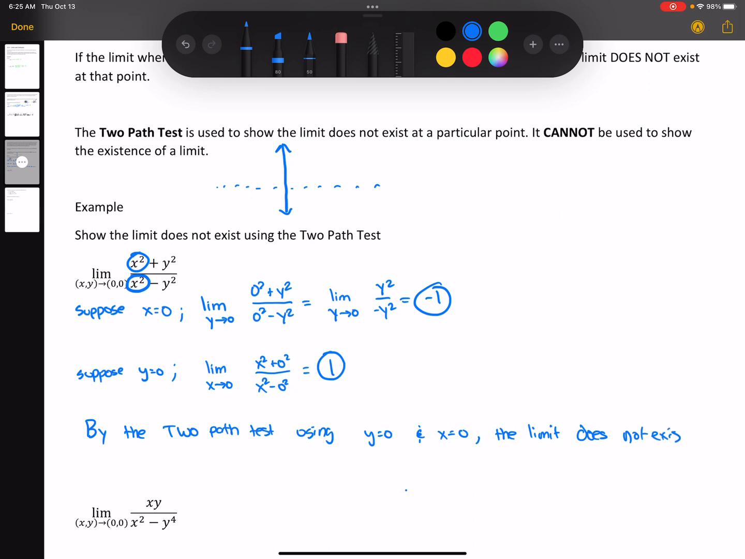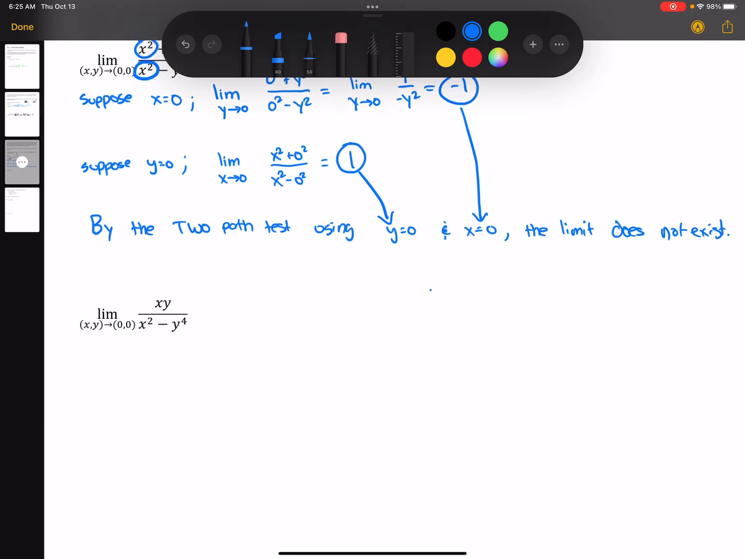And that is because we, again, got two different values. We got -1 when x was 0 and 1 when we were on the line y equals 0. So for this next example, we have the same thing, and we're going to the origin. And again, the reason we go to the origin is that you can always manipulate the function so that the point is approaching the origin instead.